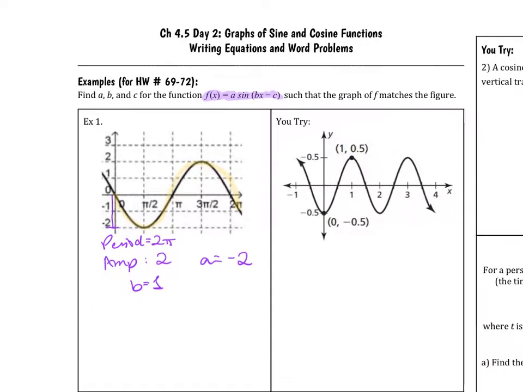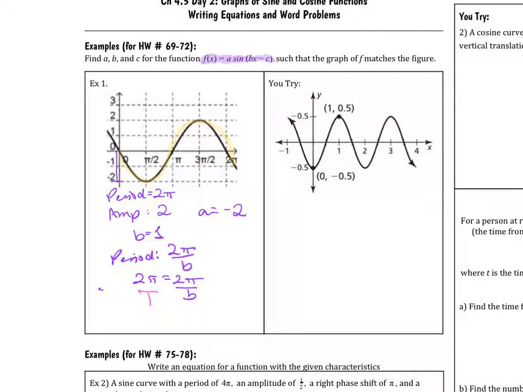So if we remember that period for a sine and cosine function is 2 pi over b. Since it's not shifted left or right any, what we do is we set 2 pi equal to 2 pi over b, and then we could tell that b is just 1 just by looking at it. Okay, and then that's all we have to identify. C is 0. It's not shifted left or right any, so we are done with this example.